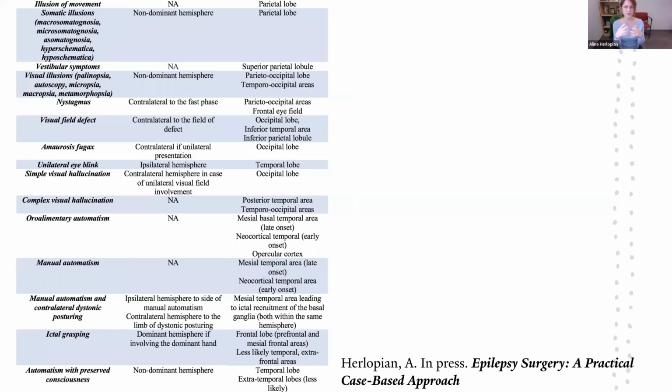Automatisms usually unlikely have a lateralizing or localizing value. Usually they say mostly temporal, or in certain rare instances, the orbitofrontal area. However, the most lateralizing feature is the manual automatism that is ipsilateral to the seizure onset, associated with contralateral dystonic posturing. That's mesial temporal lobe. And the reason why we have ictal dystonia is because we have ictal recruitment of the basal ganglia.